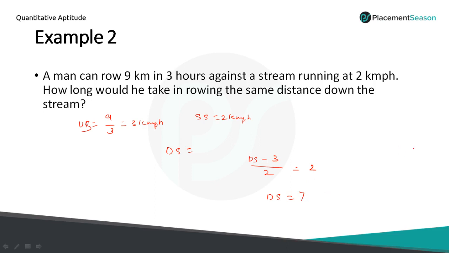So the total distance is 9 km, and time equals distance by speed. Distance is 9 km and the speed is 7 km per hour. So it will be equal to 9 by 7 hours.